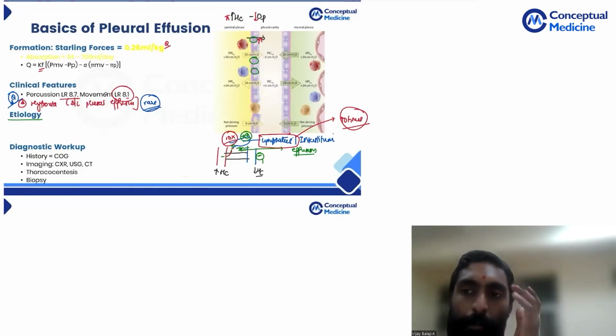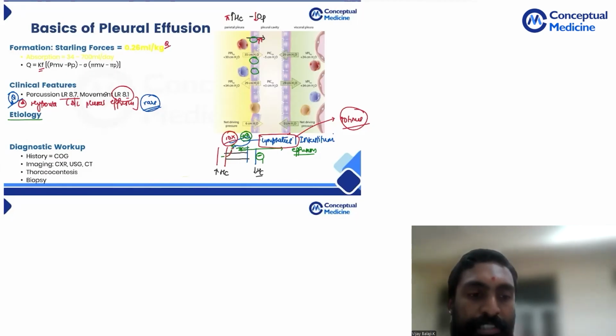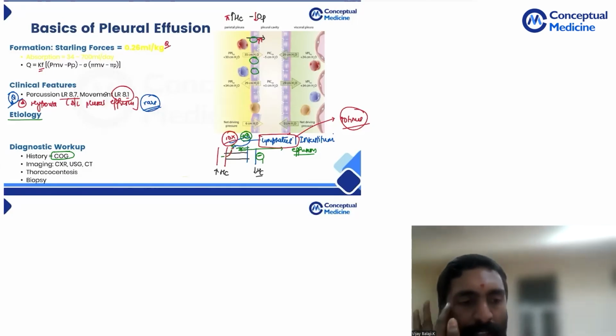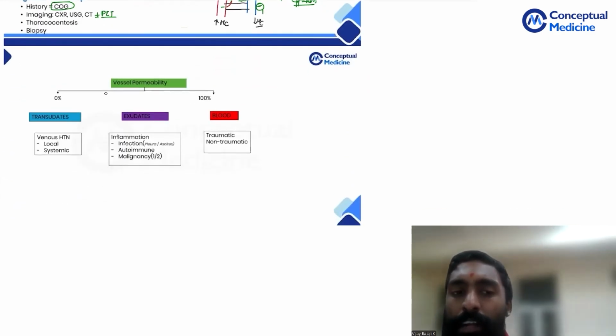If you don't have a pretest probability of what could be the cause of the effusion, then you will be blind and you will do unnecessary investigation as well. So history would be the center of gravity. And you will use imaging. So what are the imaging modalities we have? Chest X-ray, ultrasound, and CT, plus or minus PET scan. And you have thoracocentesis and a biopsy. These are the only tools that we have in the armamentarium to get to the etiology.